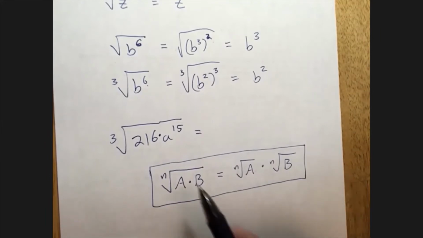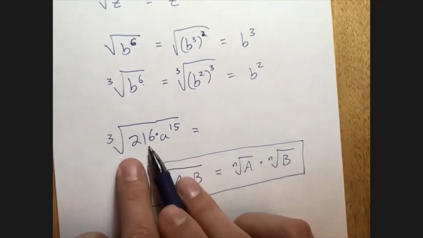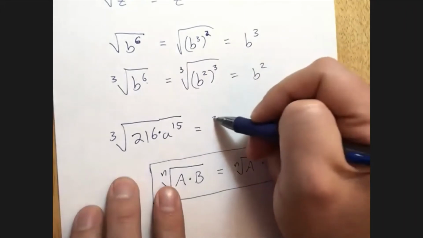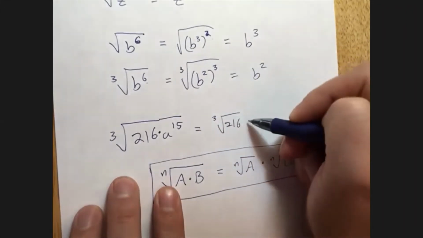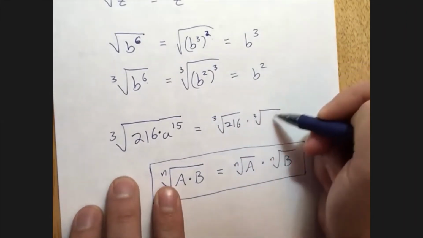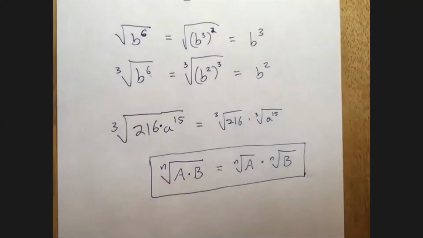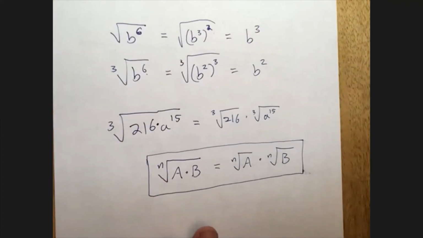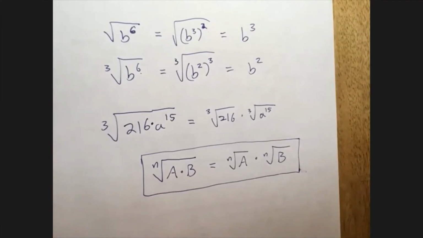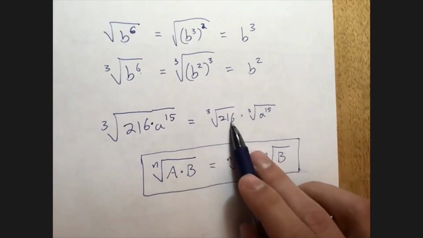Okay, so that's what we're going to do here. We're going to break this apart into 2 pieces. We can treat this as the cubed root of 216 multiplied by the cubed root of a to the 15. So we can do them separately. That's what this is allowing us to do. What's the cubed root of 216? Well, that's something you got to think about a little bit. It's not immediately obvious, but when you start hunting around and thinking about it, you'll come up with the number 6. 216 is exactly 6 cubed, right?